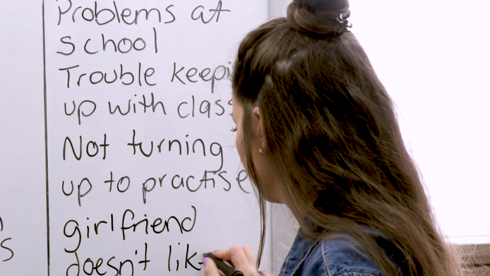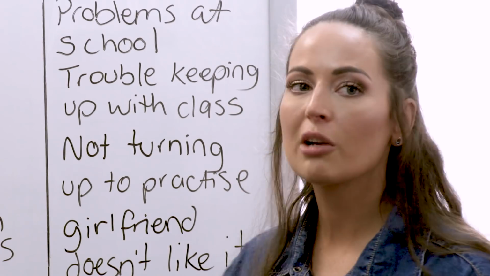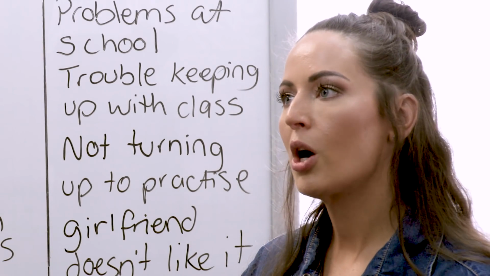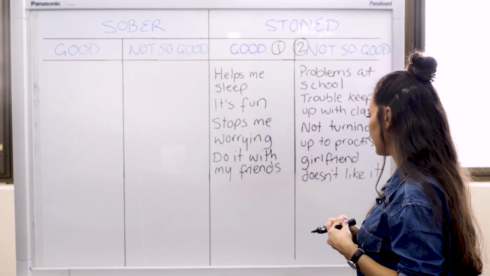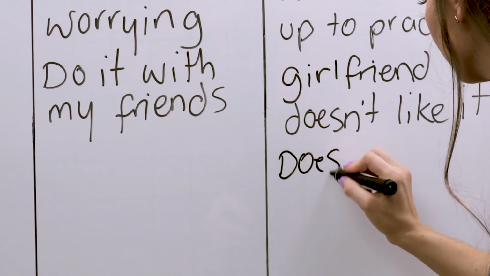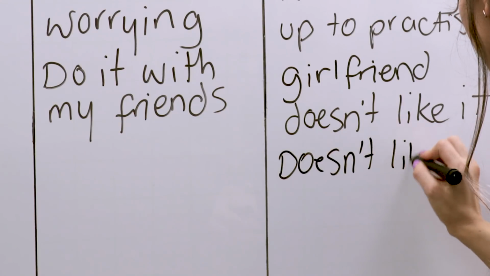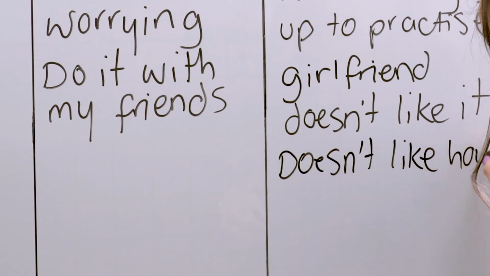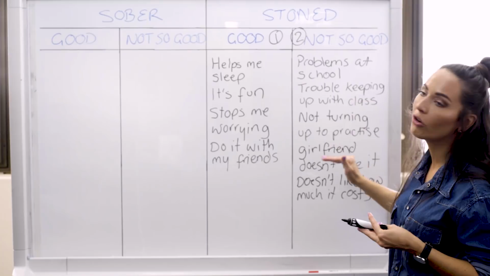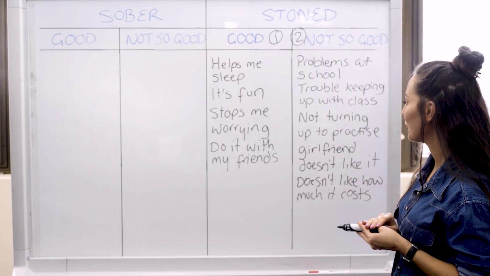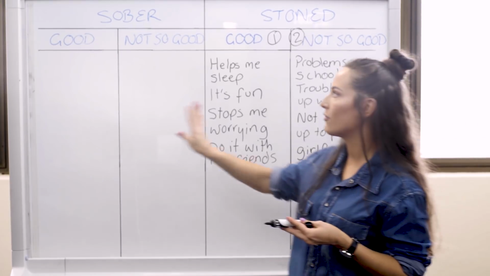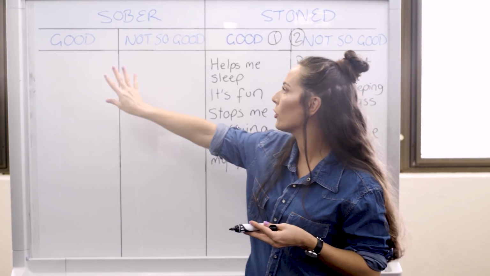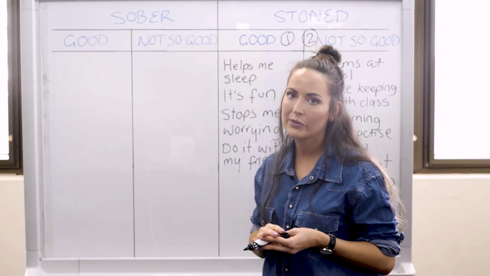Often young people might report problems around money in the acquiring of substances. So he might say, doesn't like the cost of purchasing cannabis. So for Robbie's example, he's been able to identify quite a number of not so good things about being stoned. So what you want to do is summarise that section, and then you want to move over to this side where you start to explore the good and not so good things about being sober.